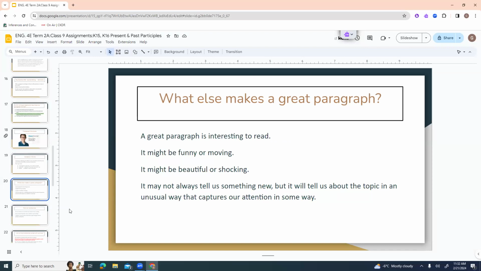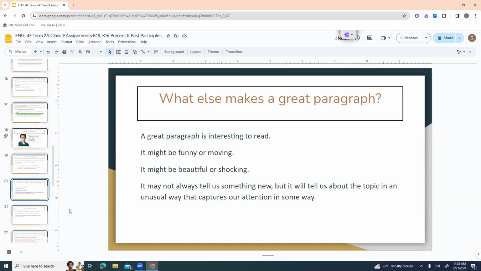What else makes a great paragraph? A great paragraph is going to be interesting to read. It might be funny or moving. It might be beautiful or shocking. It may not always tell us something new, but it will talk about the topic in an unusual way that captures our attention in some way.